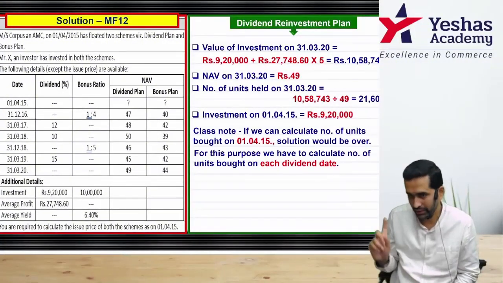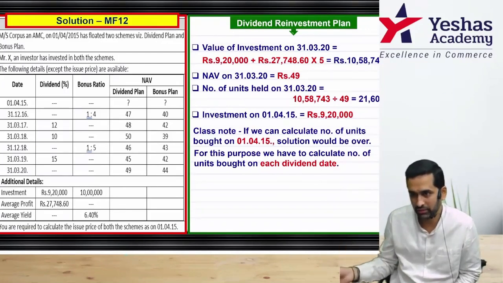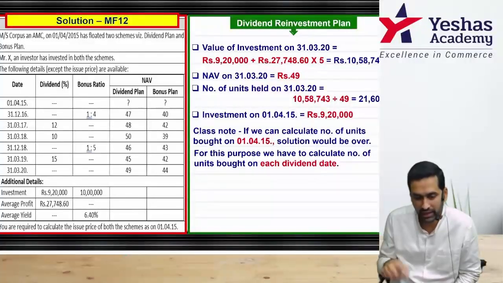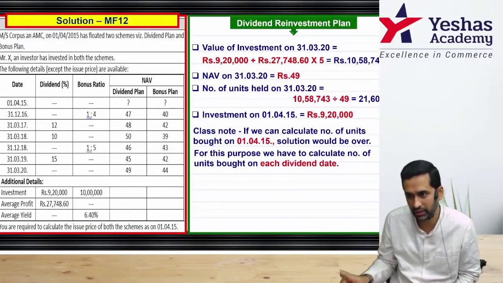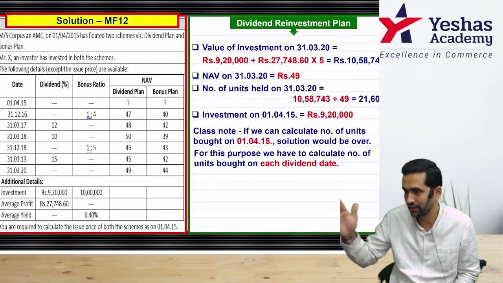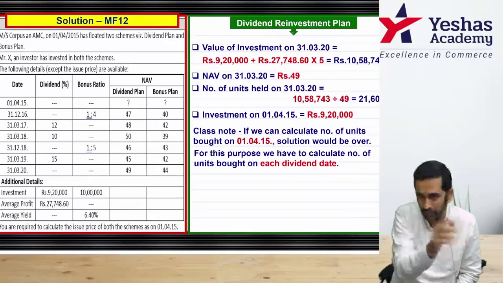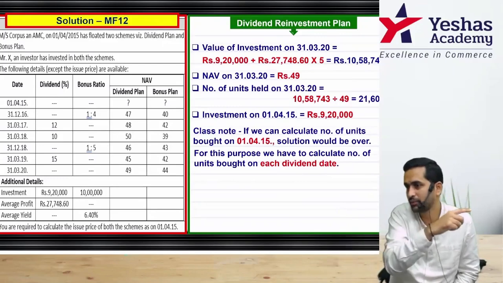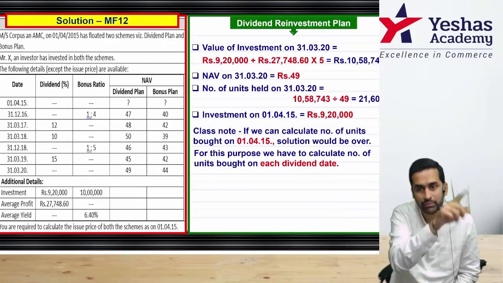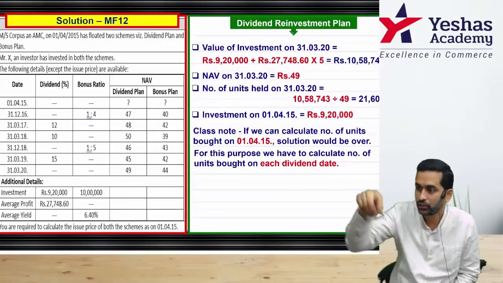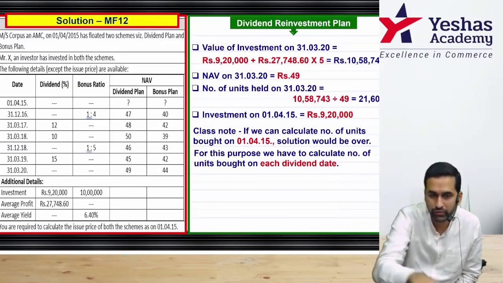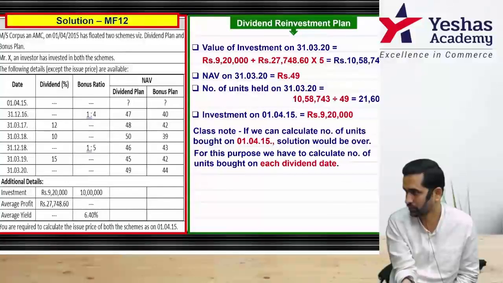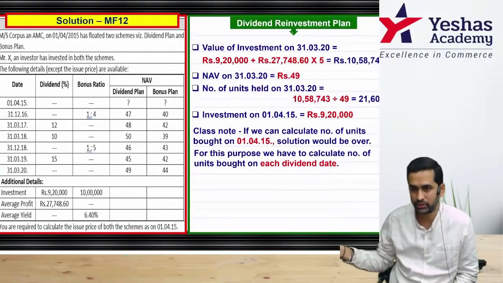Able to follow? I quickly repeat this. 21607 is the unit that you have after the last dividend got reinvested, and that last dividend was on 31/3/2019. That means an equation will go something like this. Number of units held before plus dividend reinvested is equal to 21607. Let the number of units held before be X. Then what happens? X plus X into 10 rupee face value into 15% dividend divided by NAV on that day, 45 rupee as per the question, should be equal to 21607.